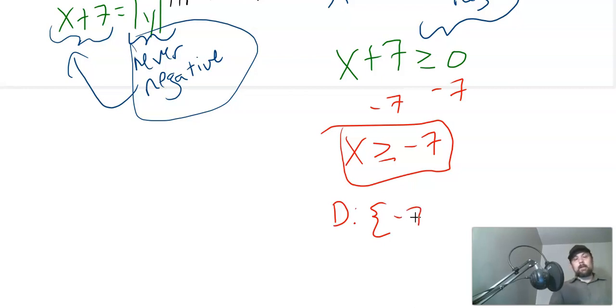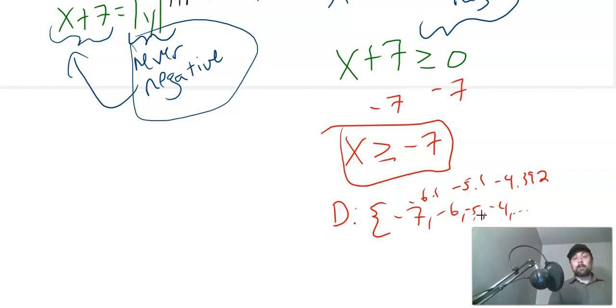That x has to be negative 7, negative 6. You might think that's okay, right? These are numbers that are bigger than negative 7, right? Negative 5, negative 4, etc. But I'm skipping a whole bunch of numbers, right? What about negative 6.1? What about negative 5.1? What about negative 4.392? These are numbers that are bigger than negative 7, so these are also possible values for x.